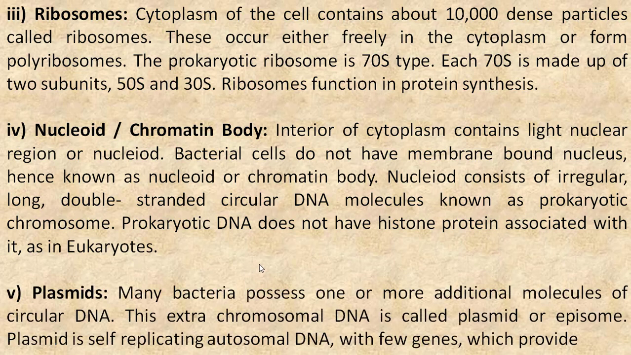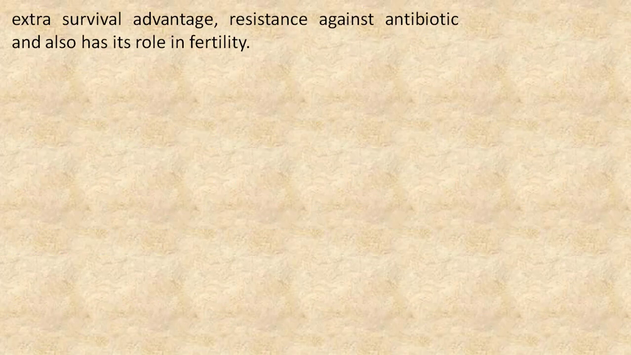Plasmids. Many bacteria possess one or more additional molecules of circular DNA. This extrachromosomal DNA is called plasmid or episome. Plasmid is self-replicating autosomal DNA with few genes which provide extra survival advantage, resistance against antibiotic, and also has its role in fertility.